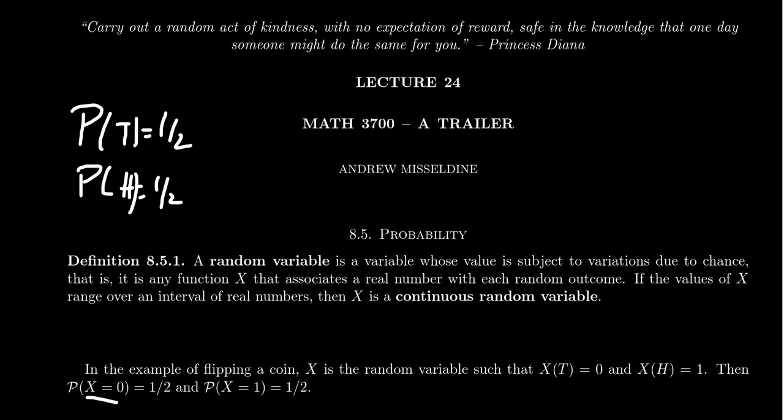Well, what's the probability that the random variable will be 0? Well, it'll be 1/2 because that's how often tails comes up. And what's the probability that the random variable will be 1? Well, that'd be 1/2 because, again, probability of heads showing up there. So that's the idea of a random variable. We say that a random variable is continuous if the number of values that x can take on ranges over some interval of real numbers. So we have a continuous random variable right there.